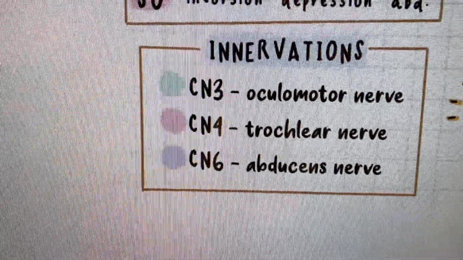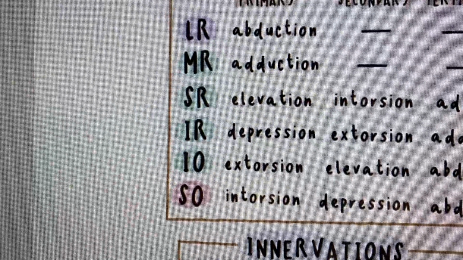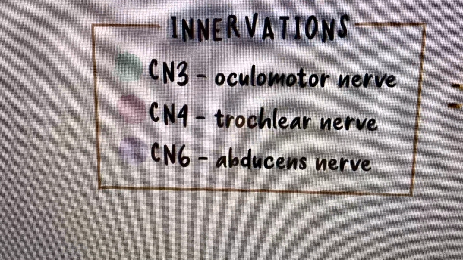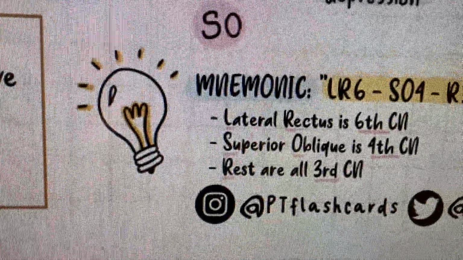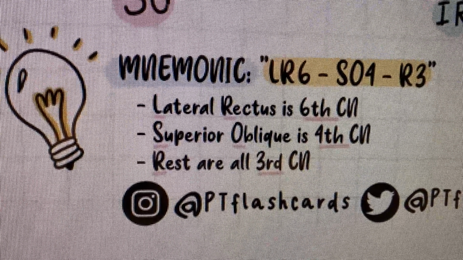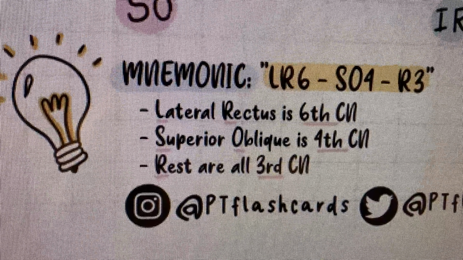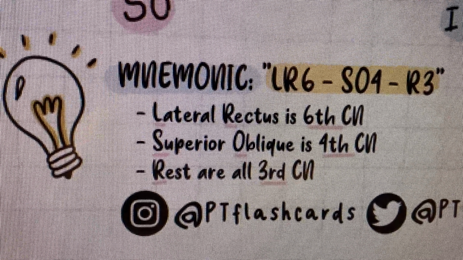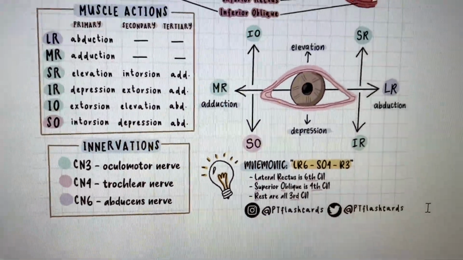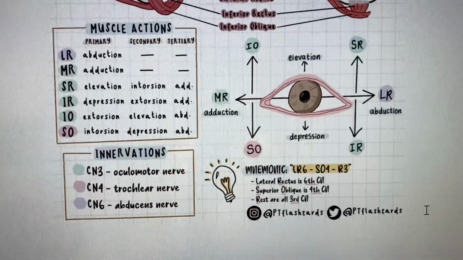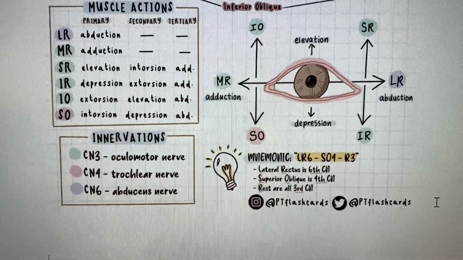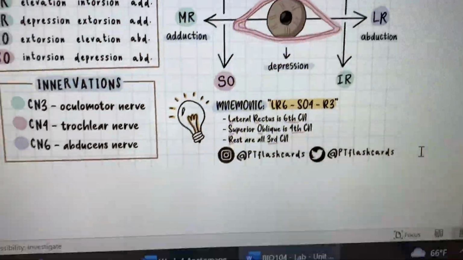And you can also see a lovely color code here regarding innervations of your cranial nerve 3, 4, and 6. And a lovely mnemonic here, LR6, SO4, R3, right? So the lateral rectus is cranial nerve 6, superior oblique is 4, hence the term LR6, SO4, and everyone else is cranial nerve 3. And this is how the clinician tests not only your brain, the nerves, which are your cranial nerves, and also these muscles as well, okay?